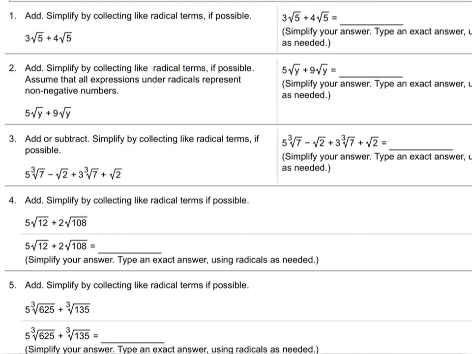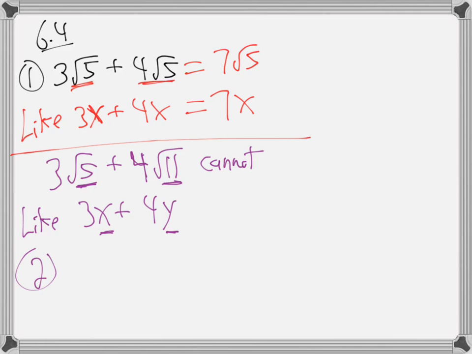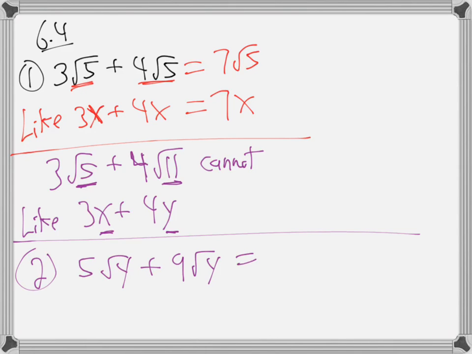Let's try number 2. 5 root y plus 9 root y. Can you add those? And so what's the answer going to be on that? 14 root y. 9 and 5 makes 14. 14 root y.